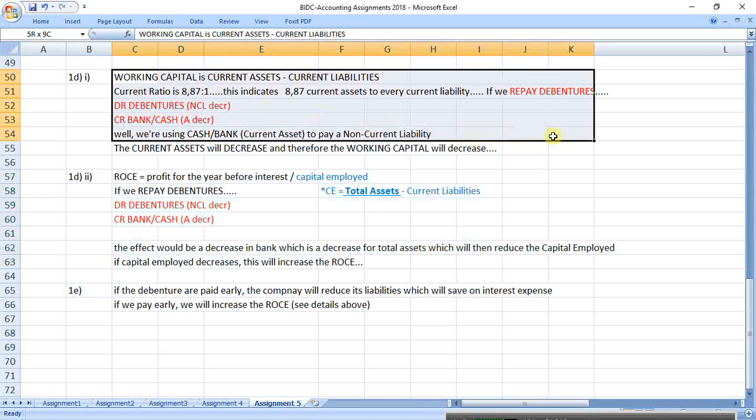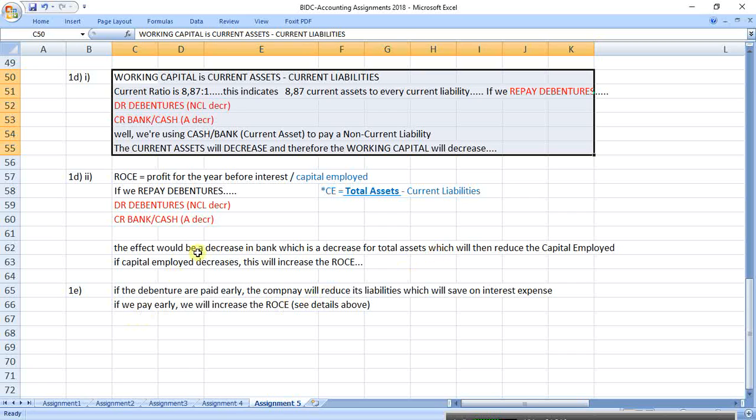Okay, we can't use 1 to support this. Why? Because in 1, what happened to working capital? It decreased. Yeah, so you wouldn't want working capital to decrease. That would be a reason why the directors shouldn't pay. Okay, you're just saying advise the directors on whether they should pay the debentures early. Justify your answer. So we're going with they should pay early.